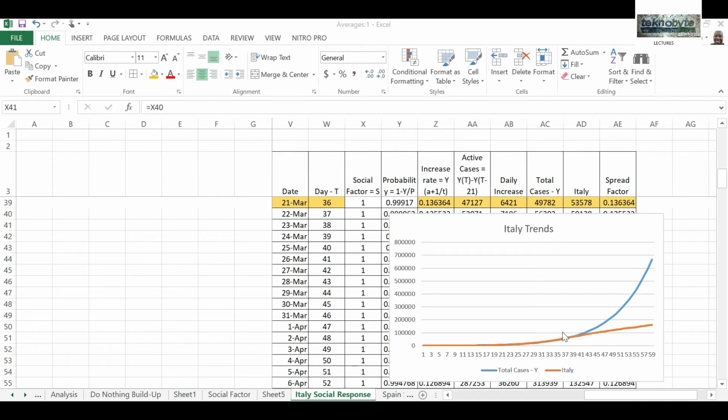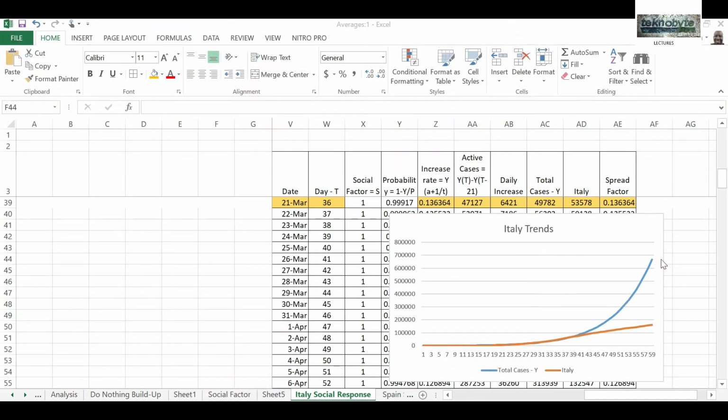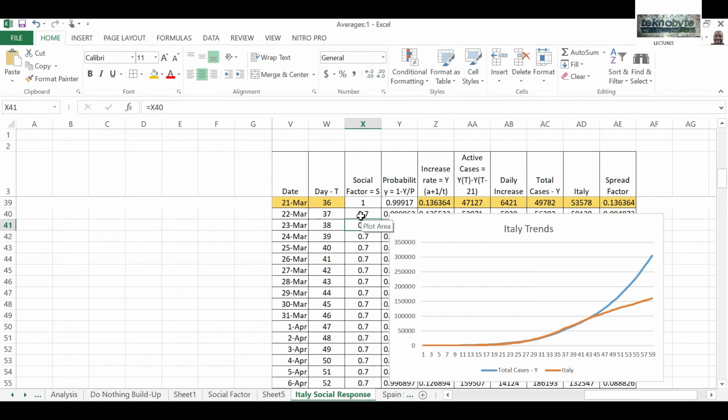So what we are going to do is to see how we can track the cases by changing the social factor. Now this curve, we have said the do nothing curve is represented by the social factor SF equals 1. If, for example, we change the social factor to 0.7 on day 37, then you see how the curve changes. So you can see it's beginning to track from day 37 all the way up to around day 43. So you can see now the curve is being tracked by 0.7 social factor.